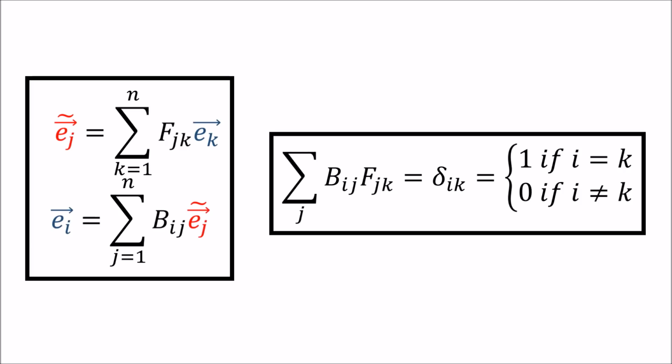Okay, so to sum up what we learned in this video, we learned the formulas for the forward and backward transformations in n dimensions, and we also showed that the forward and backward transformations are inverses of each other, because when we multiply the F and B matrices, we get the identity matrix whose entries are given by the Kronecker delta symbol here.